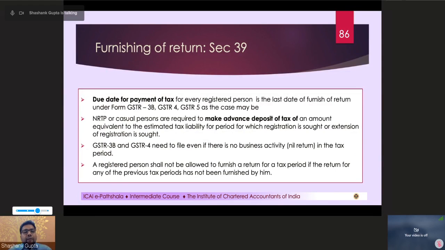Now, due date for payment of tax of every registered person is the last date of furnishing of return under GSTR 3B, 4 and 5 as the case may be. Non-registered taxable persons or casual persons are required to make advance deposit of tax. GSTR 3B and GSTR 4 need to be filed even if there is no business activity, so nil return has to be filed. A registered person shall not be allowed to furnish a return for a tax period if the return for any of the previous tax periods has not been filed.